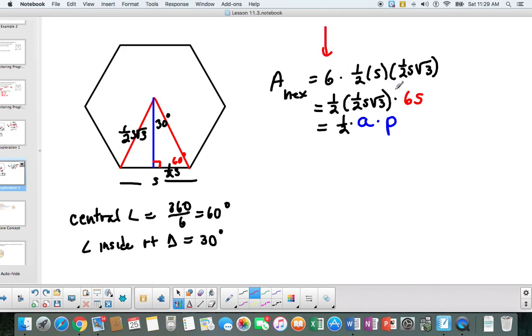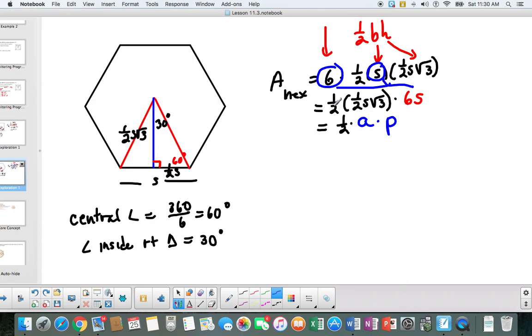I do know that I want to do 1/2 base times height for this triangle right here, and the base is S, so you can see right here is my base, and my height is the apothem, which I just figured out here. Now I'm going to rearrange things. I'm going to put the 1/2 here. I'm going to put this portion in the front here, and then I'm going to take this number 6 and S and put them together right here.